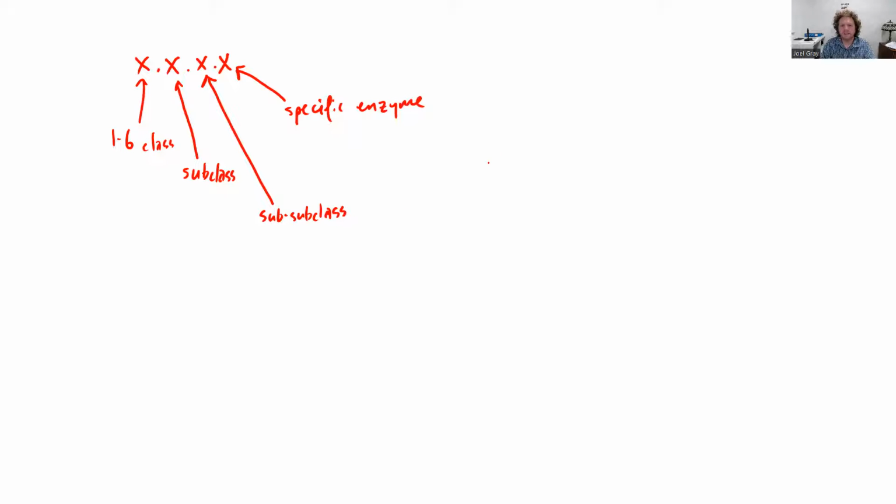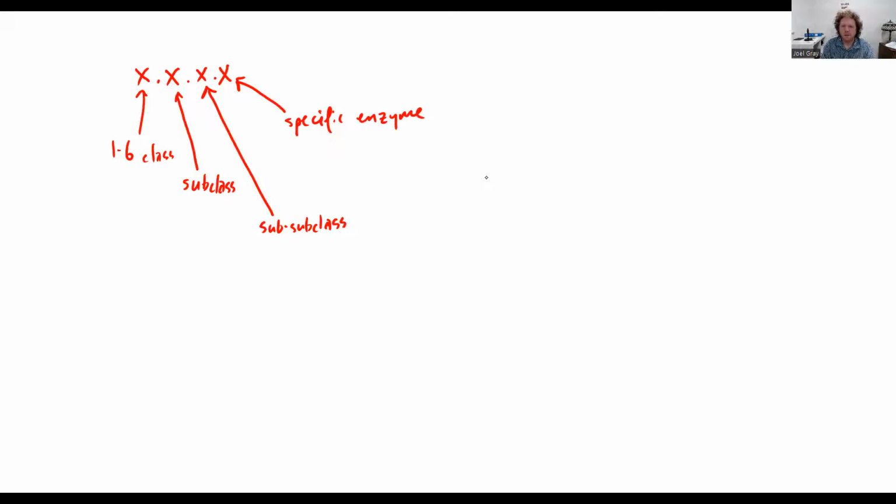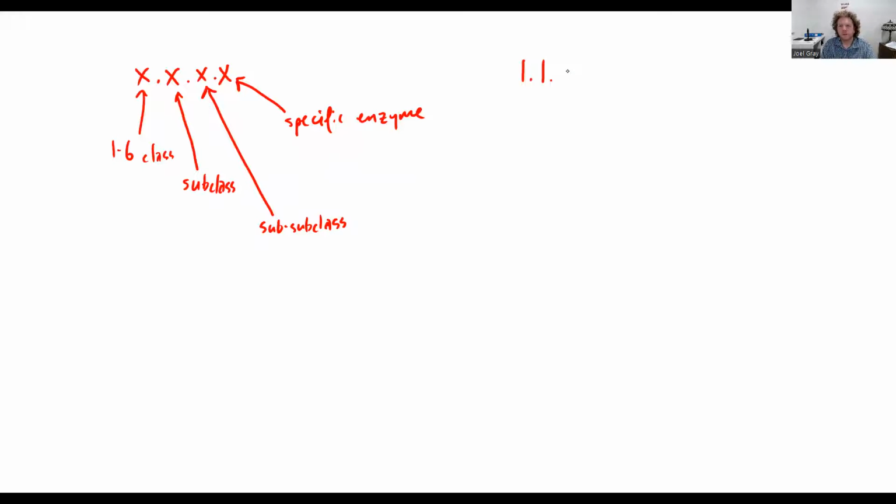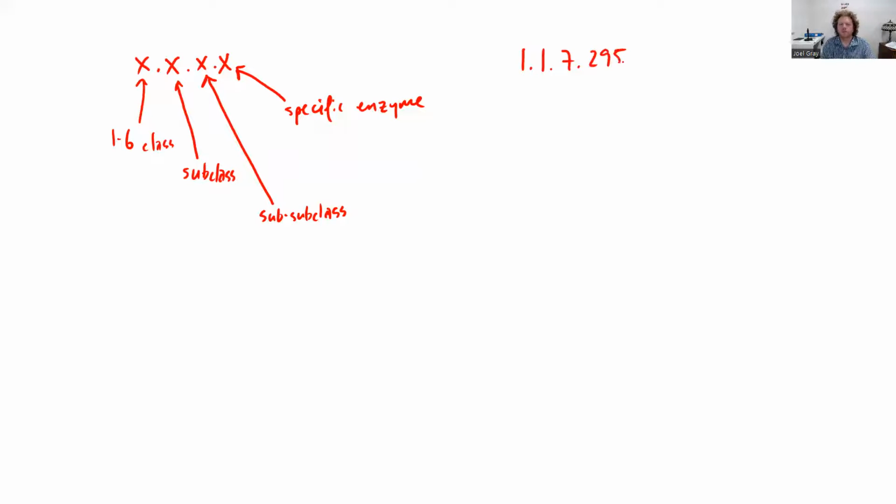So it's pretty common to see something, for example, like 1.1. Let's go with 7.2.95. Okay. So all of those digits are going to give you some information about what that enzyme does until ultimately this last digit, this 95, as an example, would be the specific enzyme. Now, this 1 through 6 are class. Let me change that actually to 1 through 7. Those are going to be the major groups and classes of enzymes.